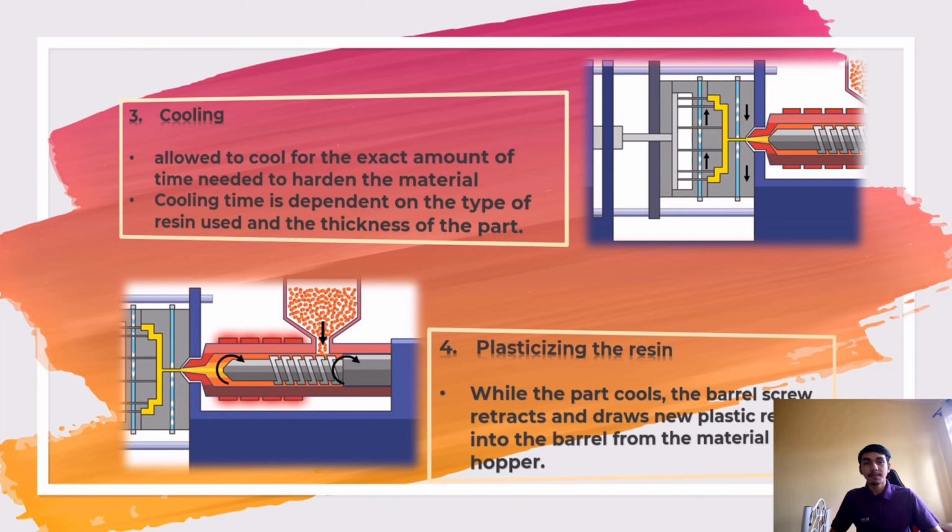The next process is plasticizing the resin. While the part cools, the barrel screw retracts and draws new plastic resin into the barrel from the material hopper, and the heater bands maintain the needed barrel temperature for the type of resin being used.